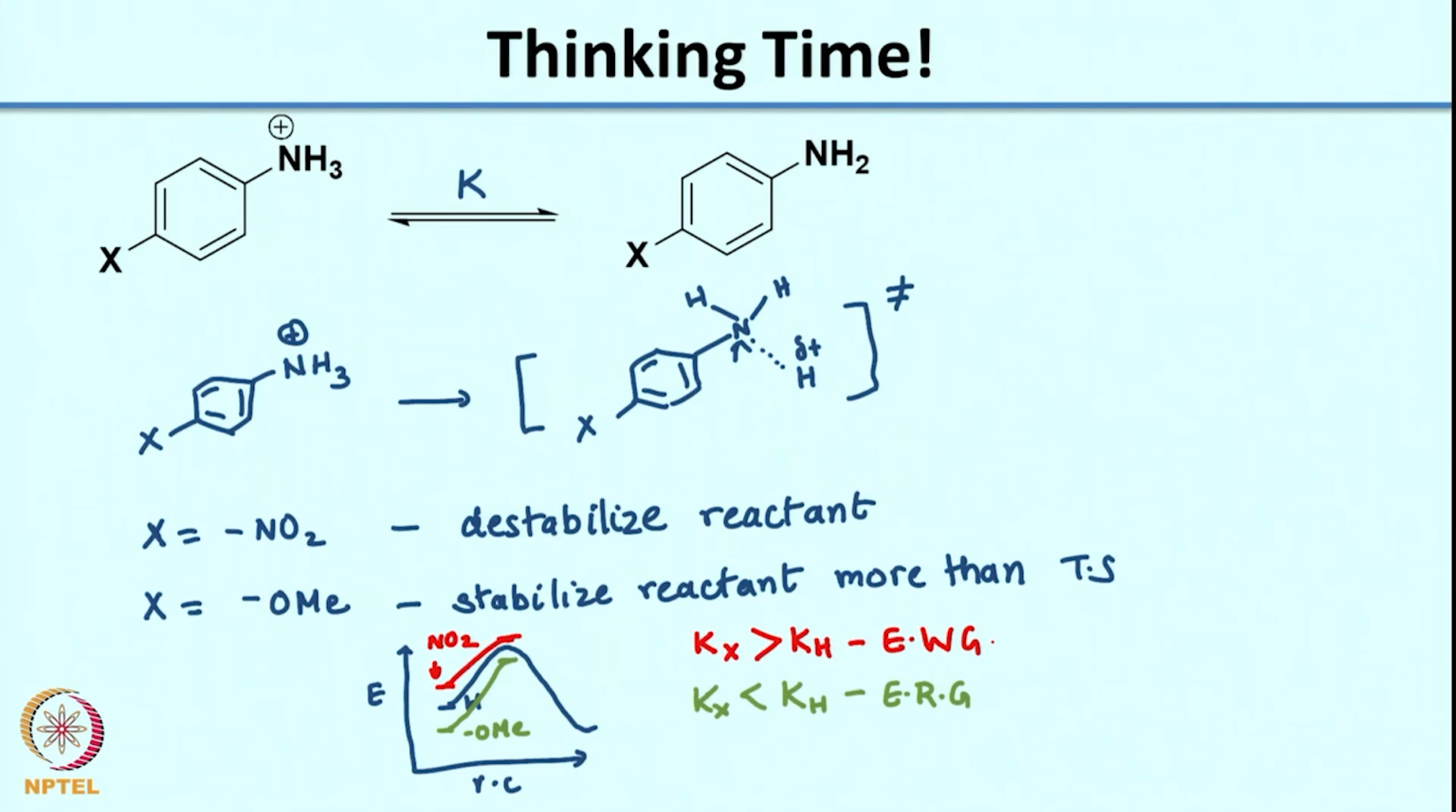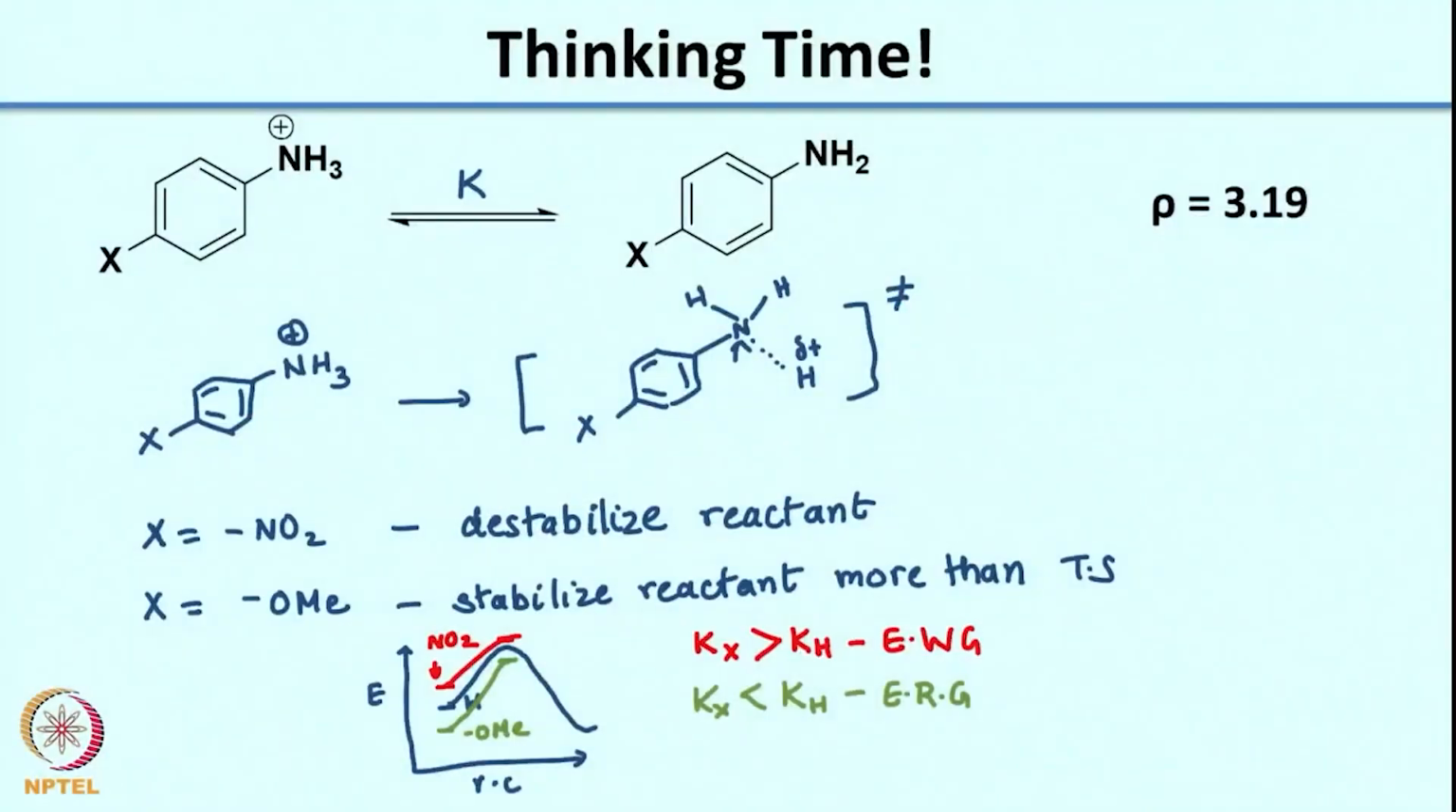Now this is a case very similar to the benzoic acid case. Again remember the weighing scale that we were talking about. You have hydrogen in the middle, electron withdrawing groups to the right, electron releasing groups to the left. So electron withdrawing groups are increasing the rate of the reaction, and now you have a positive slope. In this case the rho value is actually positive, and the value is quite high in magnitude, it is 3.19, and that is because the positive charge in your reactant is in conjugation with the aromatic ring.